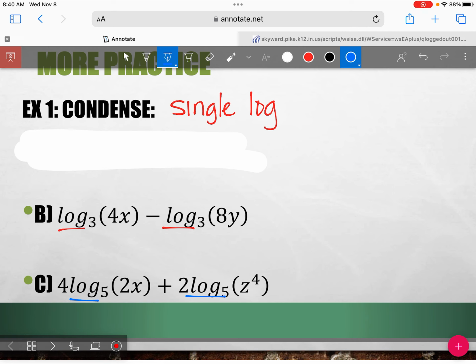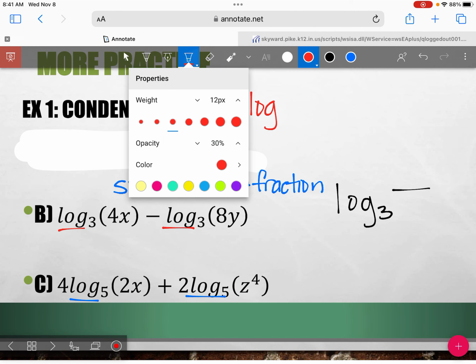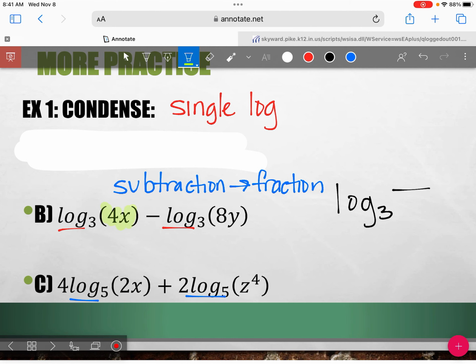Okay, so for this first one, what is this subtraction sign telling us to do? Yep, so whenever you see a subtraction, it is going to condense to a fraction. So subtraction means we have a fraction. That's how I like to think of that. So I'm just going to have my log base 3, and I make my fraction. The 4x goes in the numerator, and the 8y goes in my denominator. So it'll simply be log base 3 of 4x divided by 8y. And that would be your answer.